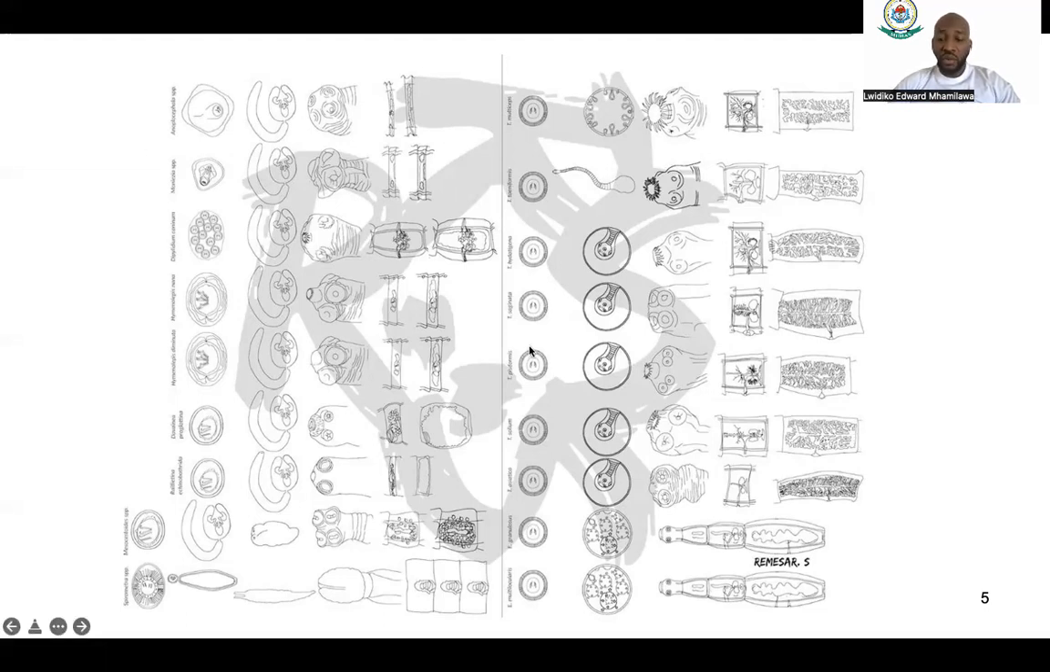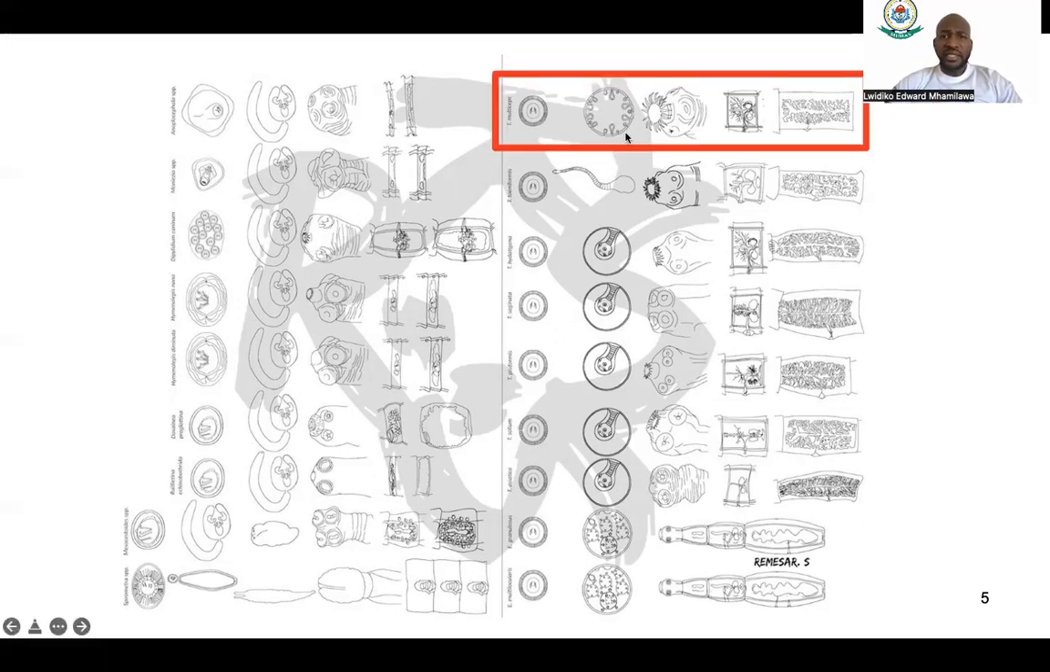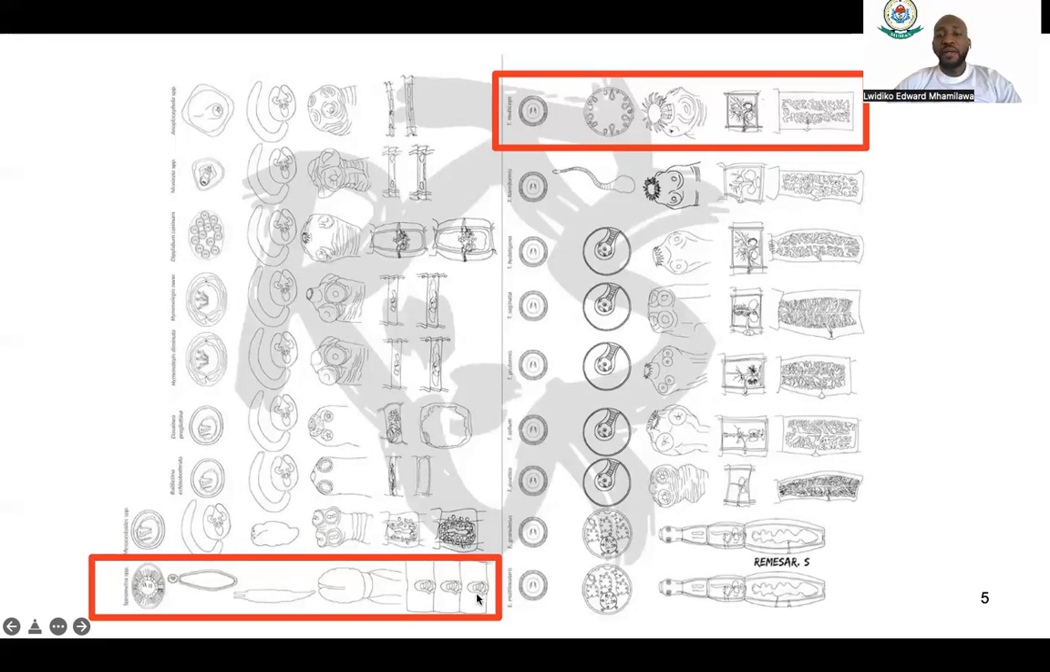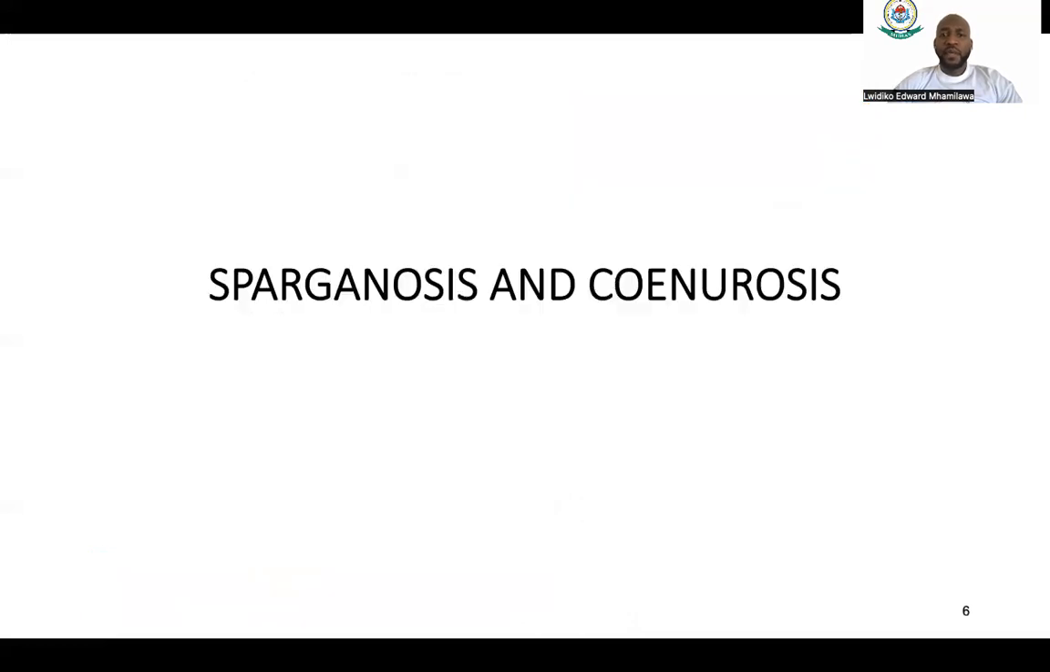And this is an outline of many other cestodes that you might have. But to begin with, we will talk about two important ones. One is Taenia multiceps. This is just an example of how they would look in terms of the eggs, the larva stages, the adults, and the proglottids. And also we'll talk about Spirometra, which is another type of tapeworm that is of concern. So this means we're going to discuss sparganosis and coenurosis.